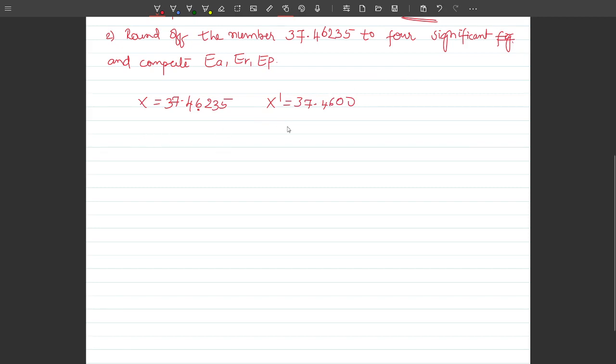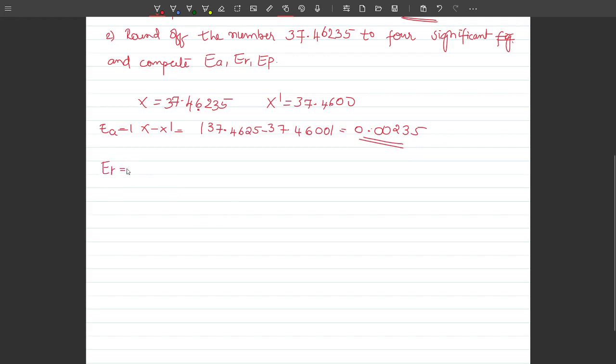Now you take the difference of these two numbers for absolute error. So EA is equal to magnitude of x minus x bar, that is your x is 37.46235 minus your x bar, x dash, is 37.4600. So what is your answer? Your answer is 0.00235. This is your answer of absolute error.